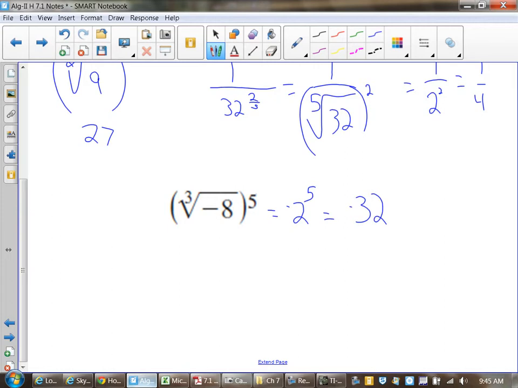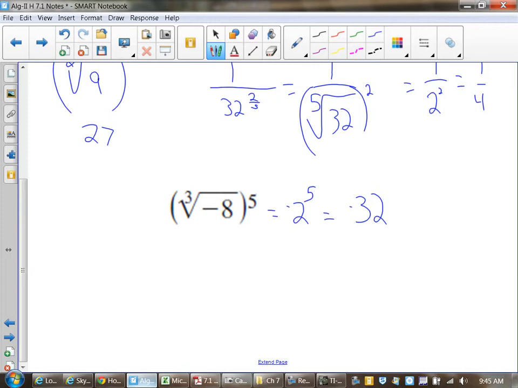Again, same rules apply. Since it's a negative value and I'm going to an odd exponent, I'm going to wind up with a negative answer. If it was negative 2 to the 6th power, it would have been a positive answer. Okay? Again, hopefully not so scary.